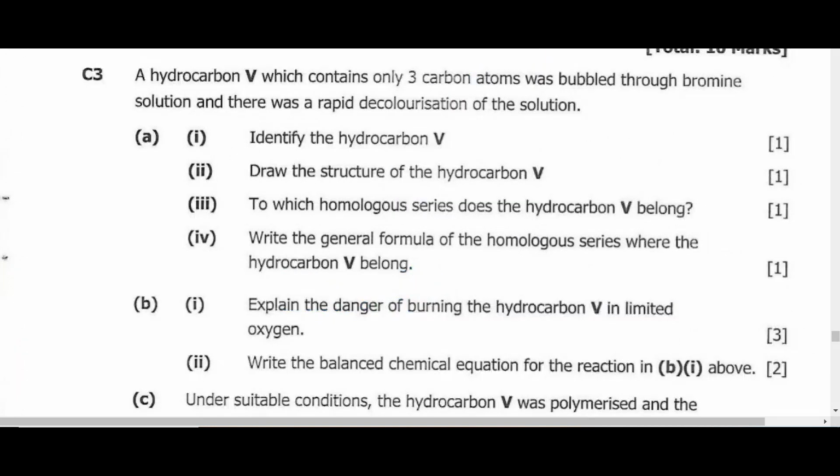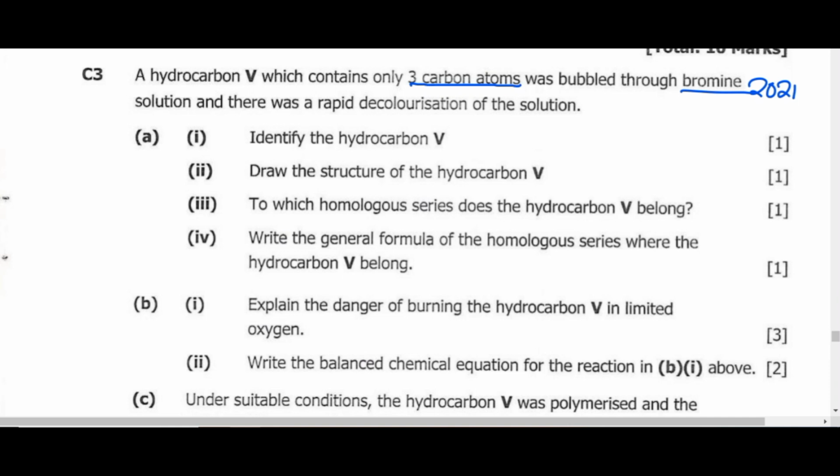We are still dealing with 2021 GCE, and then hydrocarbon V, which contains only 3 carbon atoms, was bubbled through a bromine solution, and there was a rapid decolorization of the solution. So identify hydrocarbon V. So we have to identify hydrocarbon V. Here the statement obviously will help us to give an answer. So hydrocarbon V contains only 3 carbon atoms, was bubbled.